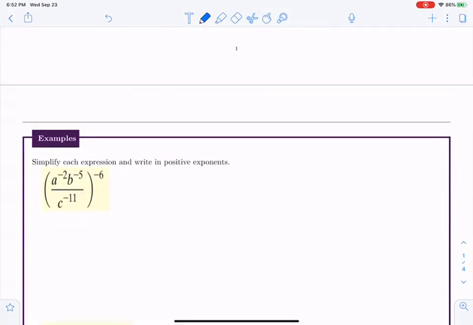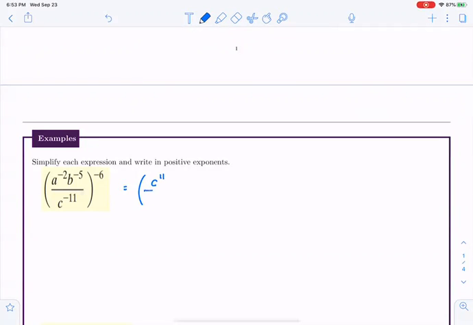So here is another example where we want to simplify each expression and write it in positive exponents. Again, I like to take care of the terms inside prior to applying the exponent. So all of the terms have negative exponents. So we've got to move the terms in the numerator to the denominator, denominator to the numerator. So if c raised negative 11 moves to the numerator, it becomes c raised positive 11.